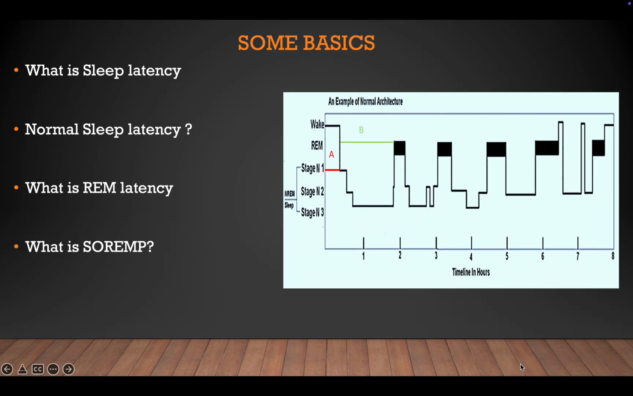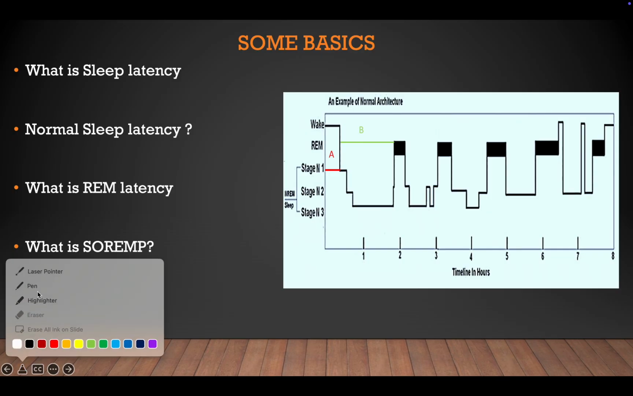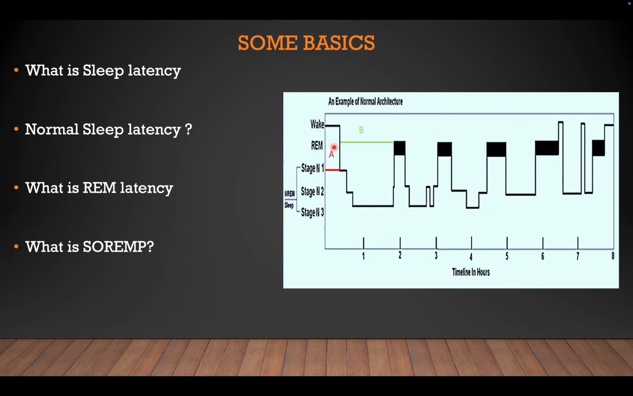So you can see here, this is the sleep hypnogram. This is the lights out and the first stage of sleep, N1 in this example. This is the sleep latency, and from there the first epoch of REM sleep. This is the REM latency. So usually this is 70 to 120 minutes. This is around 10 to 20 minutes.